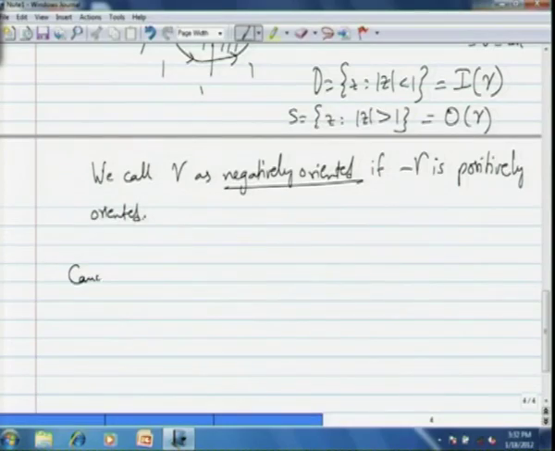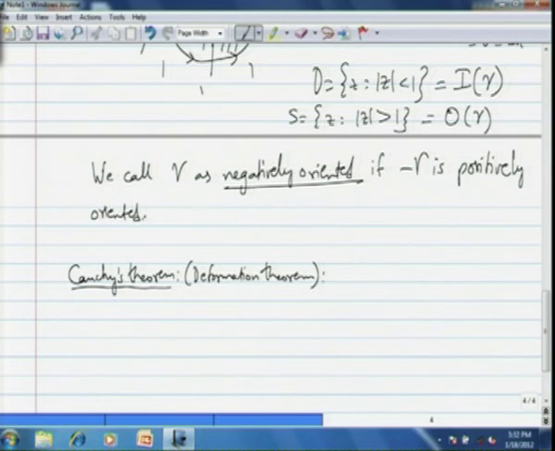So, with this terminology, we are ready to state the third version of Cauchy's theorem. So, here is Cauchy's theorem. This version can also be called a deformation theorem, a very simple version of what is usually called a deformation theorem.